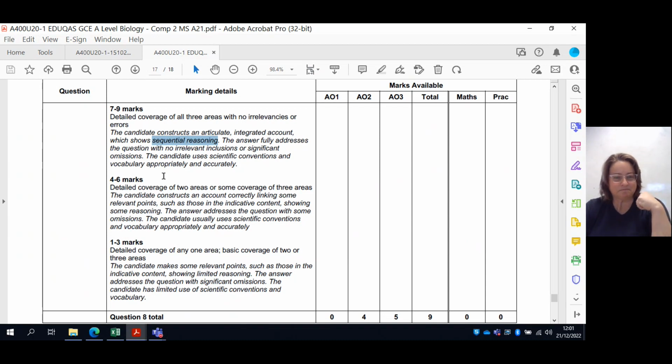So, yeah, vocabulary, appropriate reasoning, just reasoning how you're doing that. That was component 2.